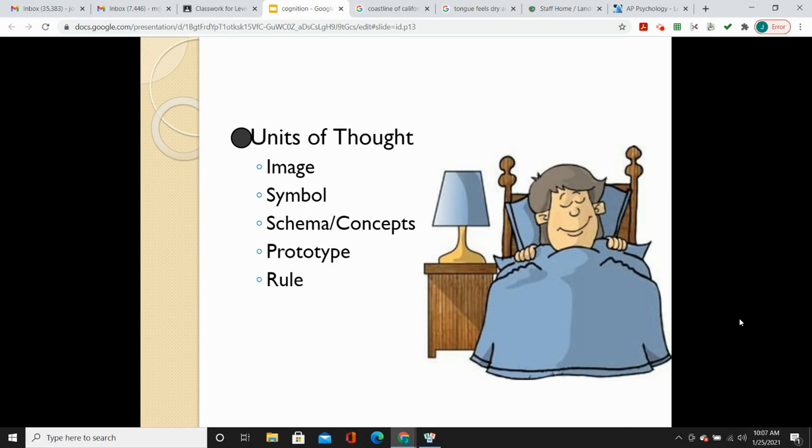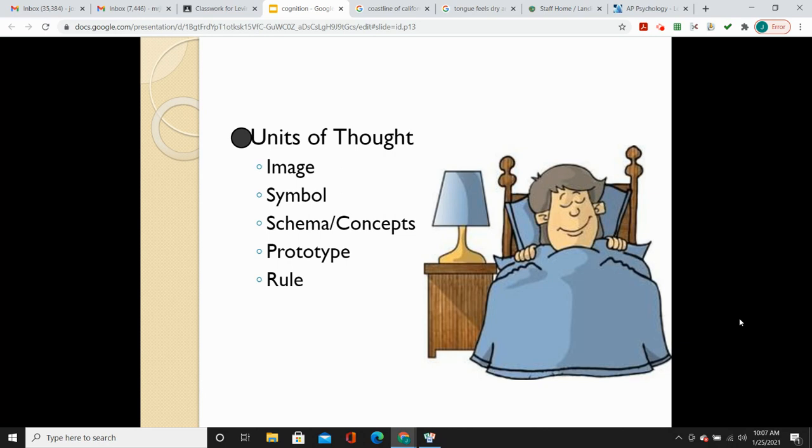A prototype is the first thing that comes to mind, kind of our own representation of that concept. So if you said modes of transportation, you'd probably think of something like a car or a bus or a plane or a train, but you probably wouldn't think of something like a hot air balloon.